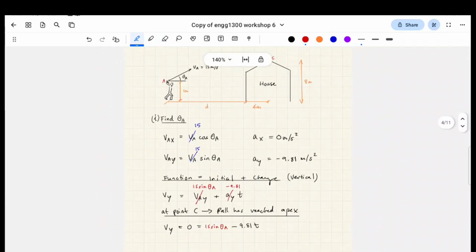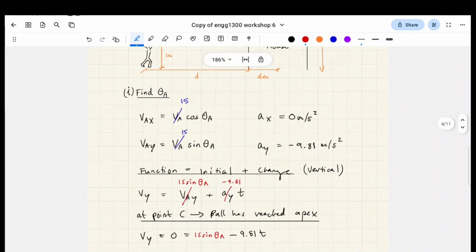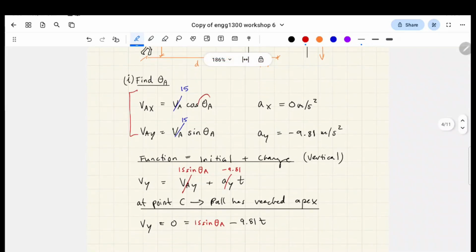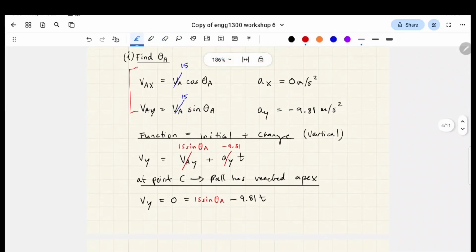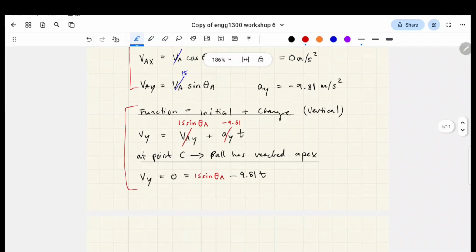So we've decided to analyze the vertical direction first because we have more information. What I've done so far is split up the velocity that we were given into its components, but we don't know the angle, so that's still unknown, right? So I've derived one function, which is the function for velocity in the y direction, and that's what we have here. I'm going to call the time it takes to travel to point C, TC, right?